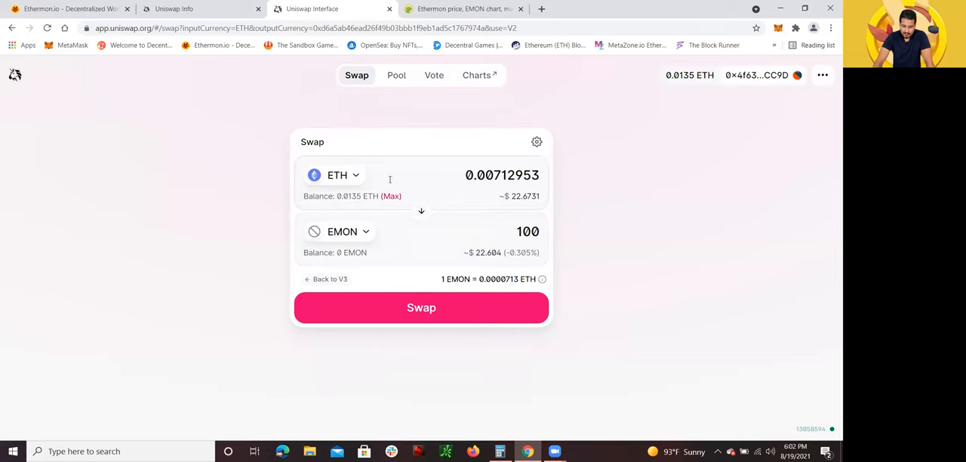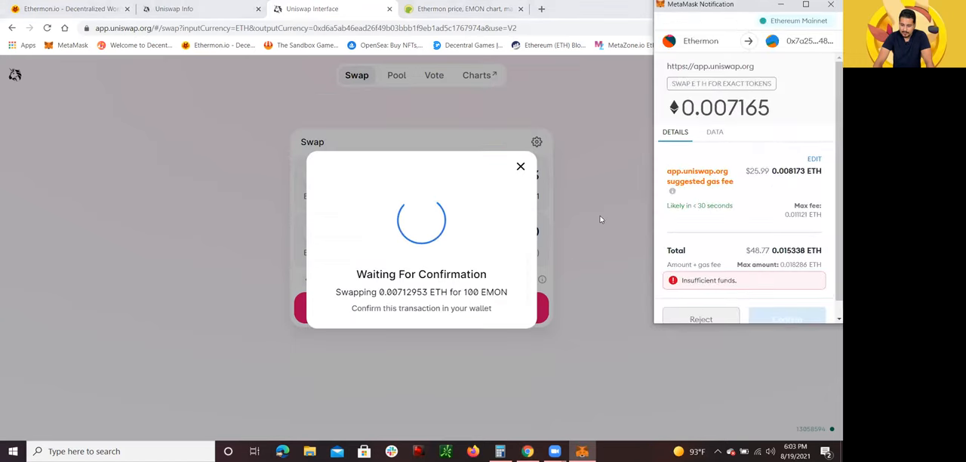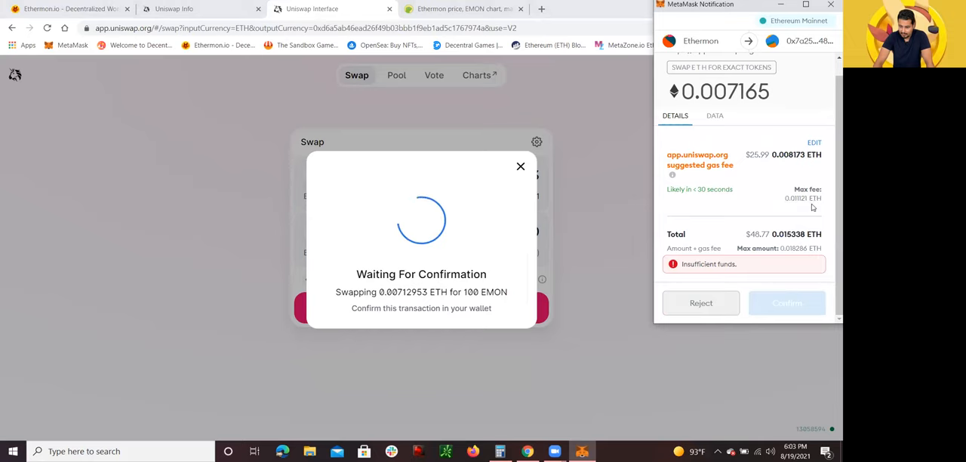Okay, so again, I'm going to trade 0.00712393 Ethereum for 100 EMON. Let's see if that works. I'm going to click swap. So again, I'm trading in 0.0071 2953 for 100 EMON. Okay, so I am going to click confirm swap. The cool thing is there's no slippage tolerance, 0.0, so I'm going to click swap and see how that works. On Uniswap, there's going to be a 0.011 fee, and it should take nicely in less than 30 seconds.